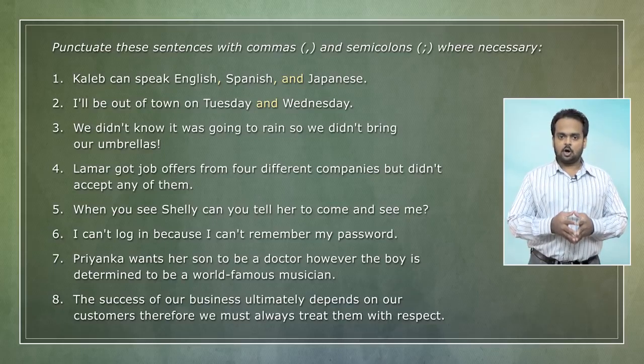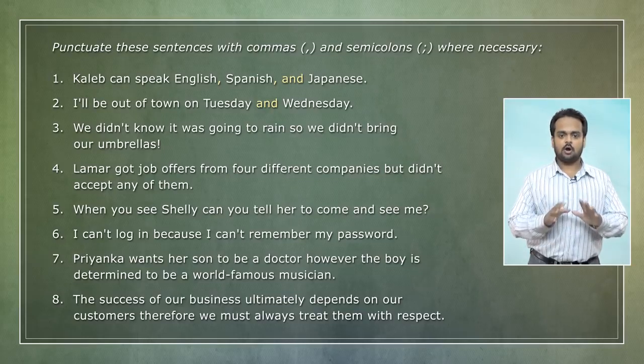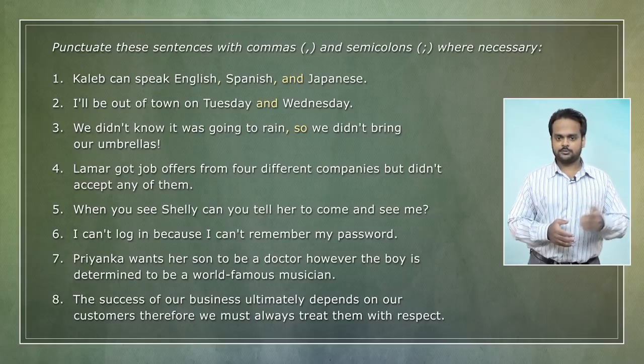In number 3, there are 2 clauses. The first is, we didn't know it was going to rain. Then there's the conjunction so, and then the second clause, we didn't bring our umbrellas. Both of these clauses are independent, meaning that they can stand alone as sentences. For this reason, we put a comma after the first clause.